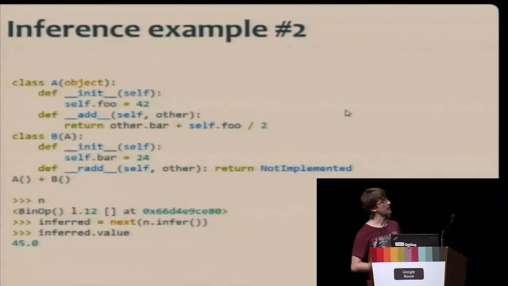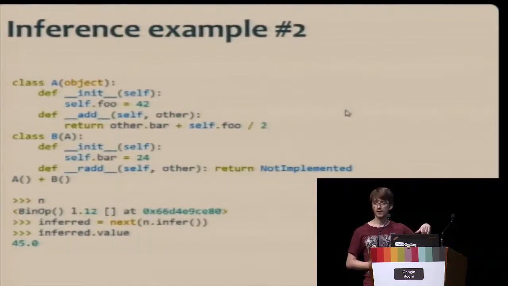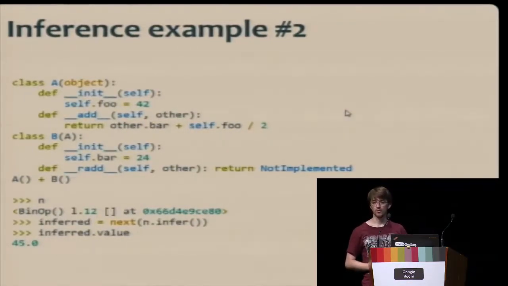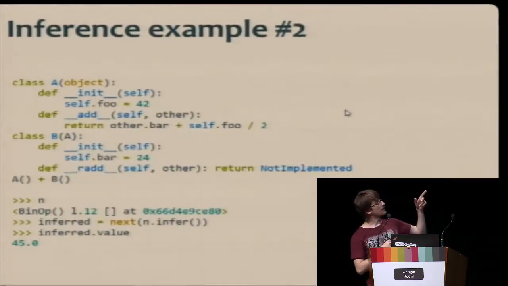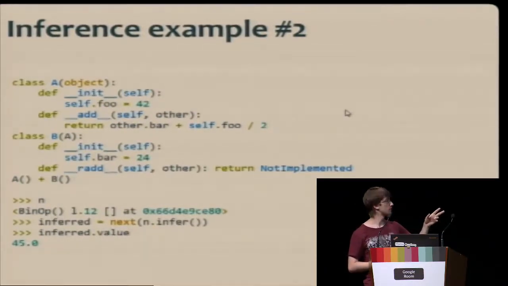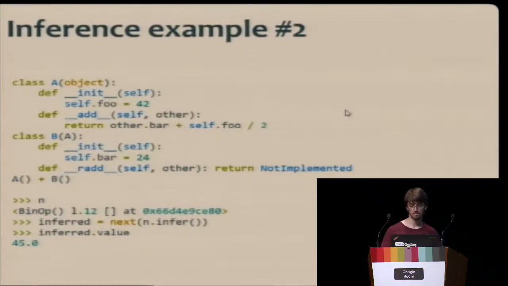What will happen is that first the dunder radd method of B will be called, and in this particular example, it returns not implemented. So it will fall back to the other one, the dunder add method from A. And if you do the calculations, you can see that Astroid is right. The result of that operation is actually 45. Yeah. Okay.